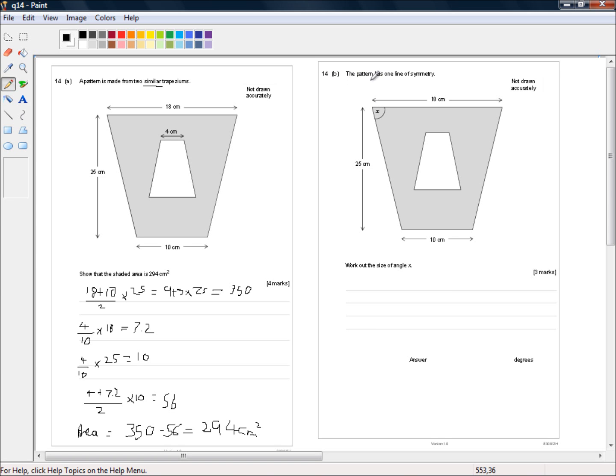Okay, in question 14b it says the pattern has one line of symmetry. Okay, well it's clear that that line of symmetry is going to go straight down the middle there. If you held a mirror there, you could recreate the shape just from that half of the shape. Work out the size of angle X.